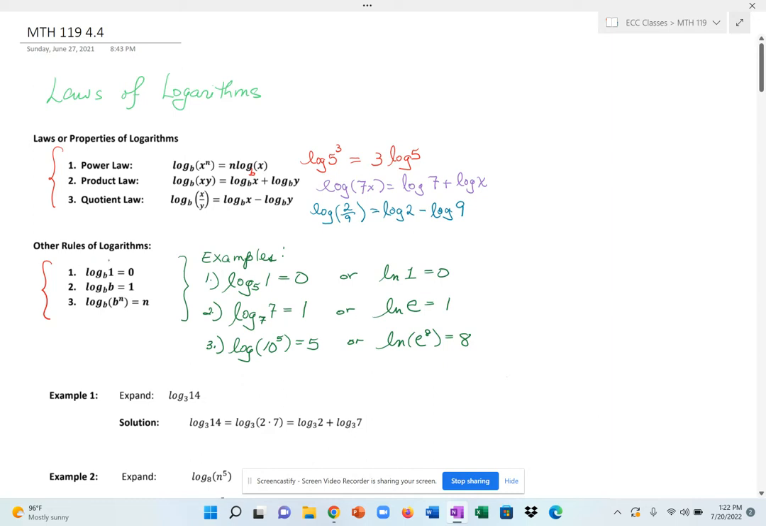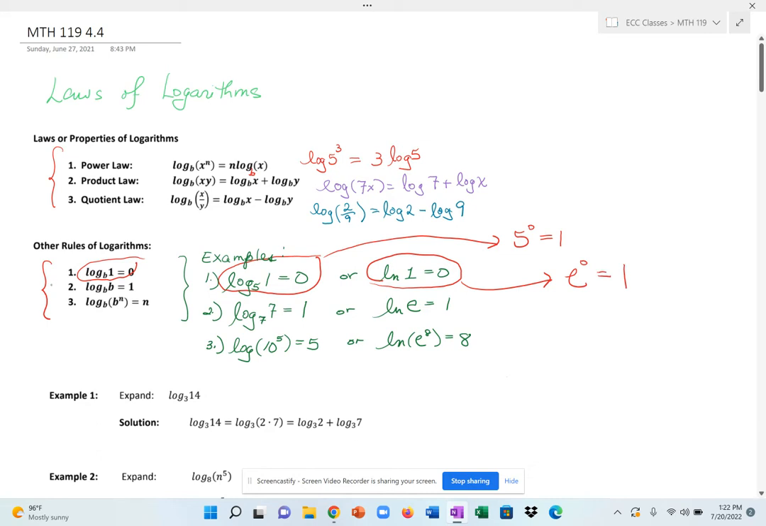So the log base b of 1 is equal to 0. This would be true for any base. So for the example, the log base 5 of 1 is equal to 0. And the natural log of 1 is also equal to 0. And that is because 5 to the 0 power equals 1. And this one is because e to the 0 power equals 1.